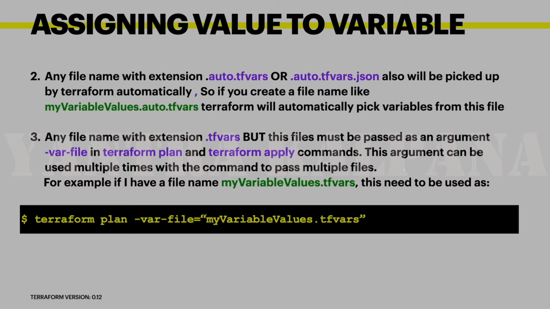Third way is you can define any file name with the tfvars extension. In this case, we need to supply this file name with an argument called -var-file with the Terraform plan and Terraform apply, so that these commands will pick up the values from this file. One example is given here: terraform plan -var-file=my-variables.tfvars.